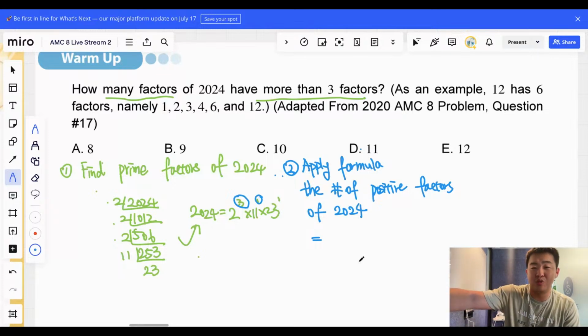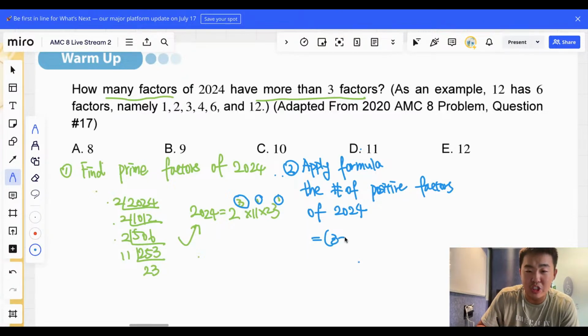Remember, I'm purposely writing out like the power of 11 since it's only 1 power, because in this case it will be very clear. Same idea. 23 is 23 to the first power. So exponent is just 1, okay? So we are going to add 1 to each of these exponents. Then doing what? Then multiply them all together, okay?